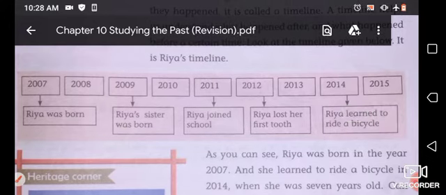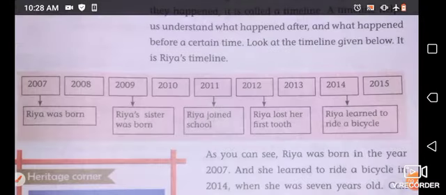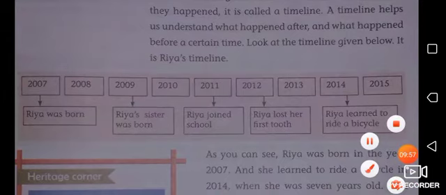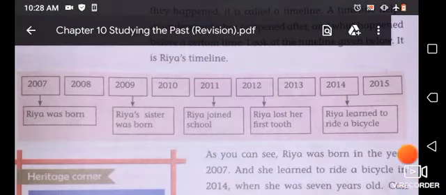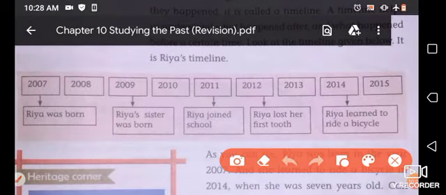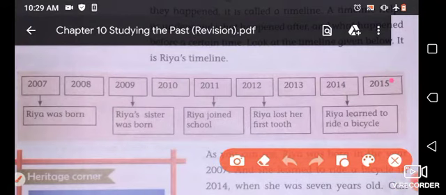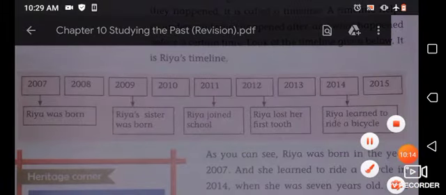This is a sample timeline, and this is the timeline of Riya's life. Who is Riya? Riya is a girl, she is also a kid like you all. Now she is 14 years old, she is elder than you all. So let's know something about Riya's life. We can know about Riya's life with the help of this timeline.